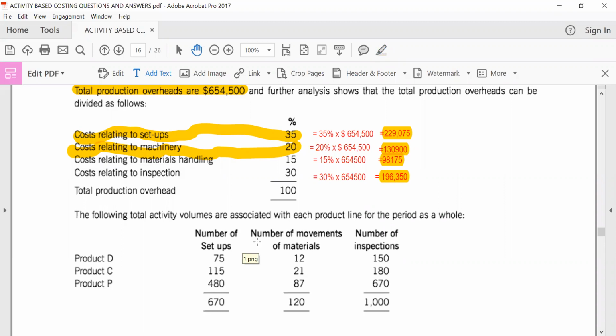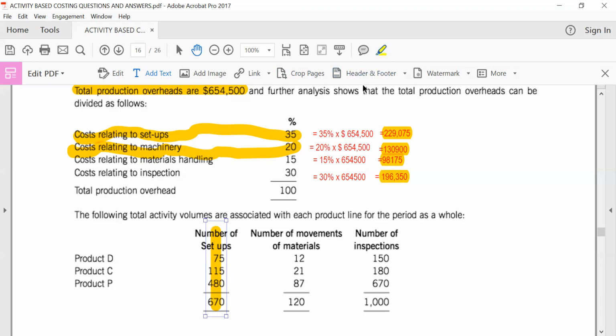That's okay. So as we have cost pools, which are step one, then step two says that after you have determined each cost pool, which is monetary value, determine their corresponding cost drivers. So the first cost pool is setup. So what will be its cost driver? Number of setups becomes its cost driver. So the cost pool here is the monetary value 229,075. Its cost driver is number of setups.